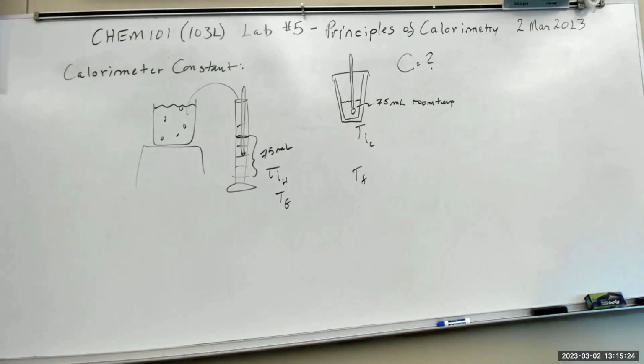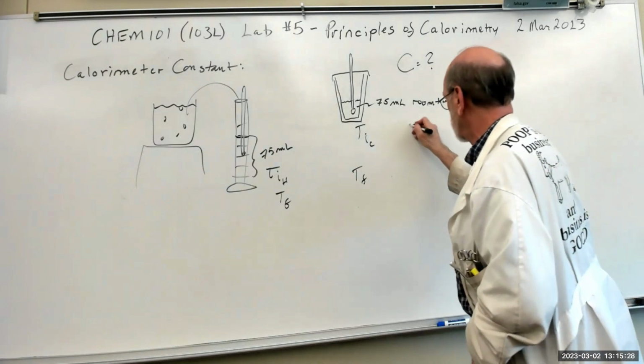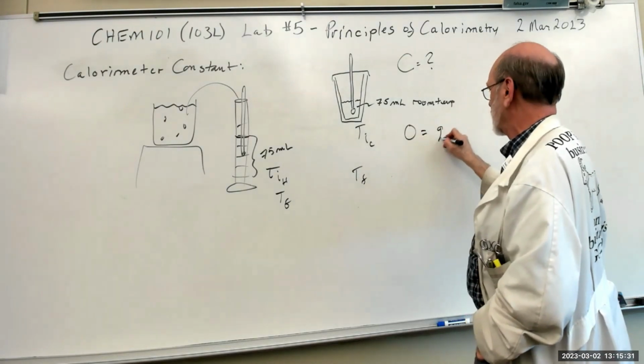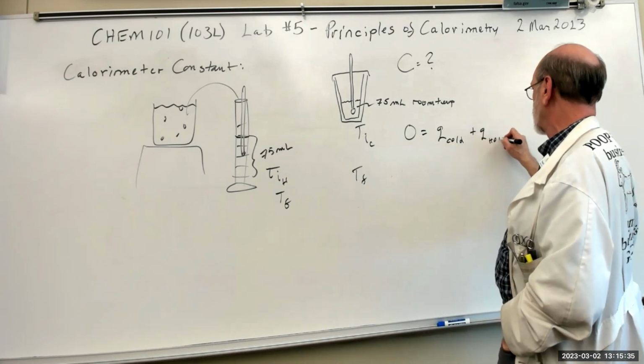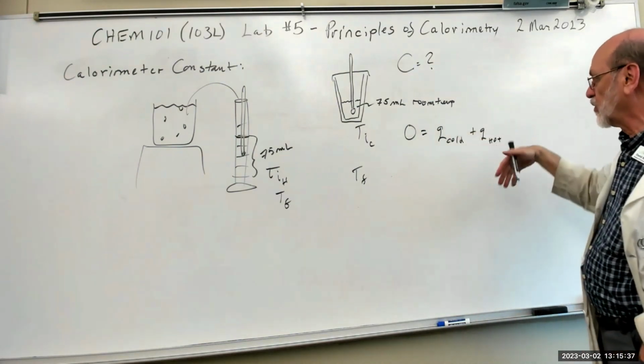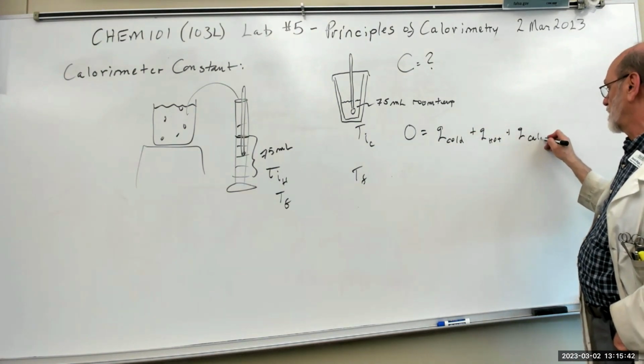So let's see. Let's set up our 0 equals the heat for the cold water, right? Plus the heat for the hot water. Whatever happens in the cold, whatever happens in the hot, plus the Q for the calorimeter.